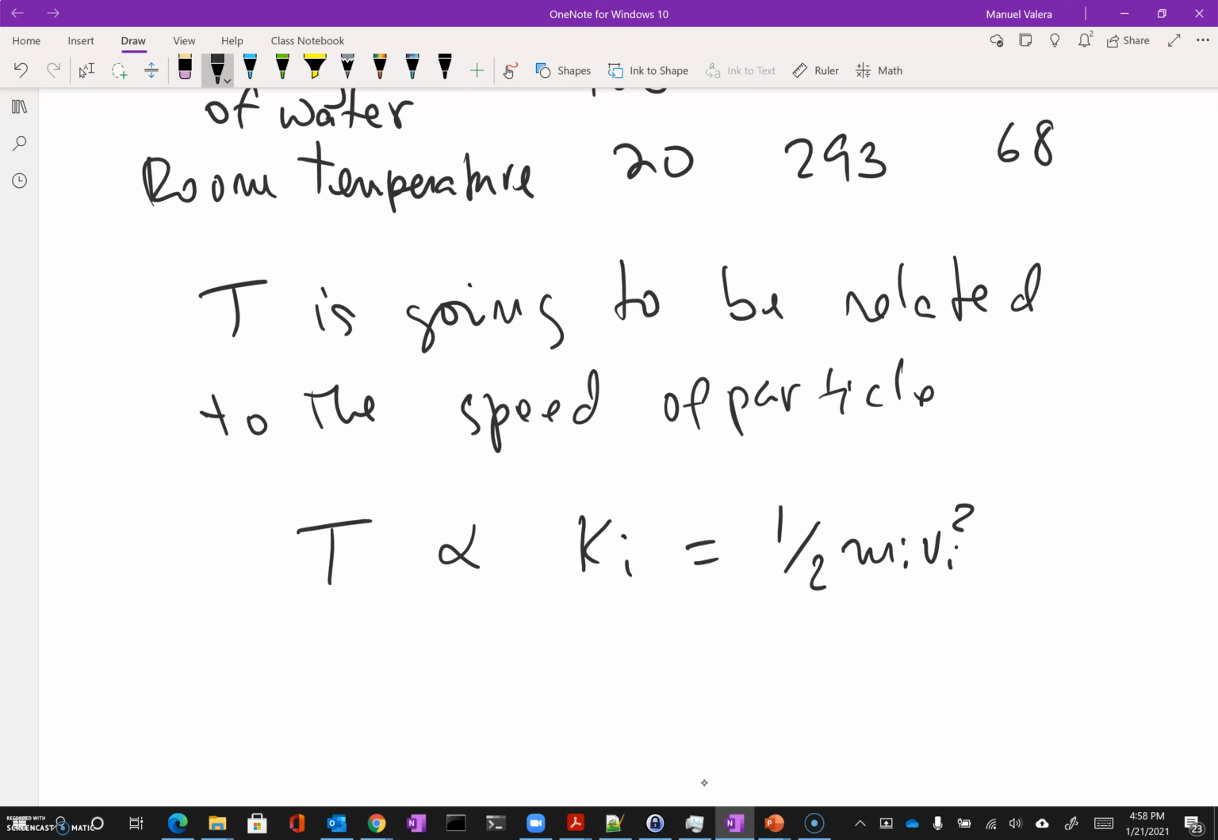Okay, so these are the main ideas for this week. Let's stop here. And then next week we are going to start looking into the ideal gas equation and how to study ideal gas.